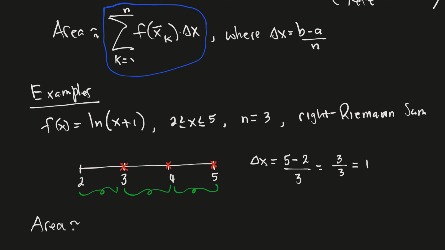So the area is approximately, so let's do this part first. This says take the function value and then evaluate it at those special values of x. And those special values of x have been indicated by these red x's. So in other words, this is actually your x bar 1. This is actually your x bar 2. This is actually your x bar 3. So I'm just going to plug in the first one of those. So 3, so this will be f of 3.